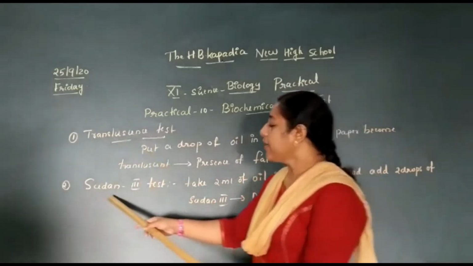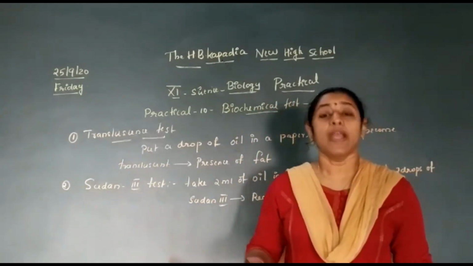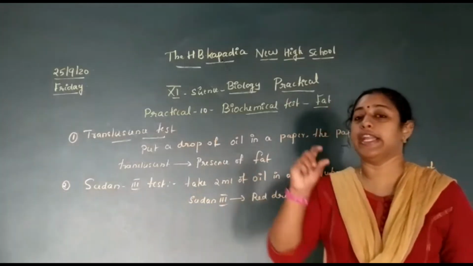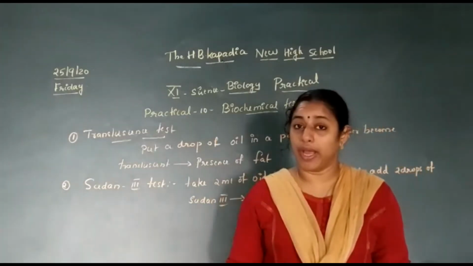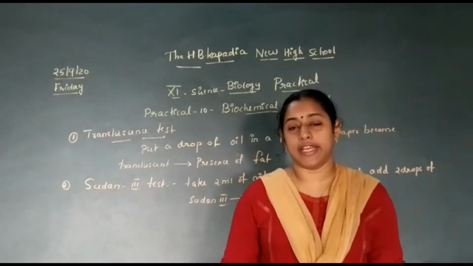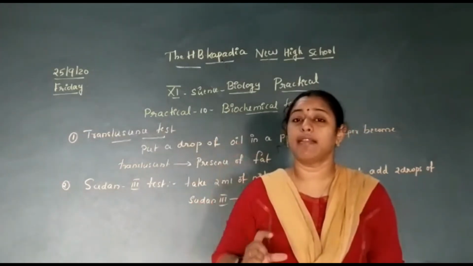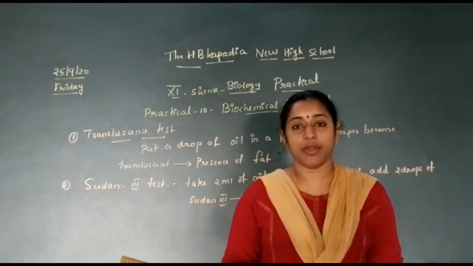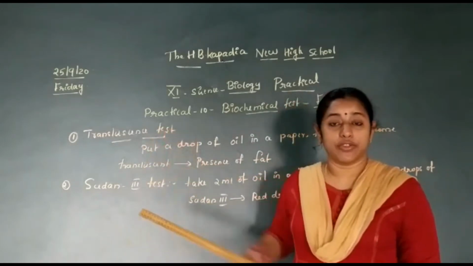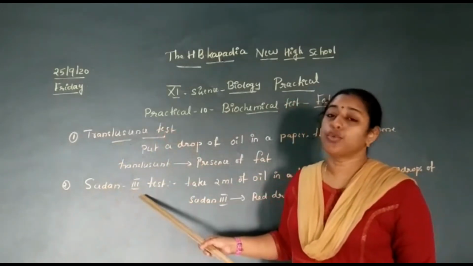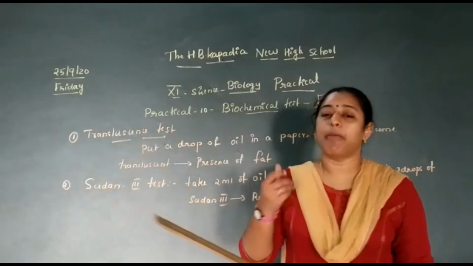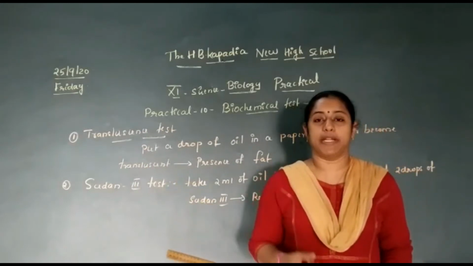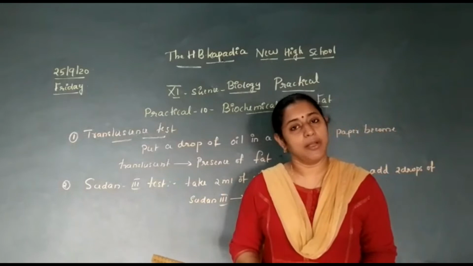Now the second test is called Sudan 3 test. In this Sudan 3 test, first you have to take 2 ml of oil in a given test tube. Then you have to add 2 drops of Sudan 3 reagent. Now you have to shake it thoroughly, then you can find appearance of red colored droplets. So these are the two tests. In translucent test, the paper becomes translucent and in Sudan 3 test, you will get red colored droplets. Now I will show you how to perform the practical.